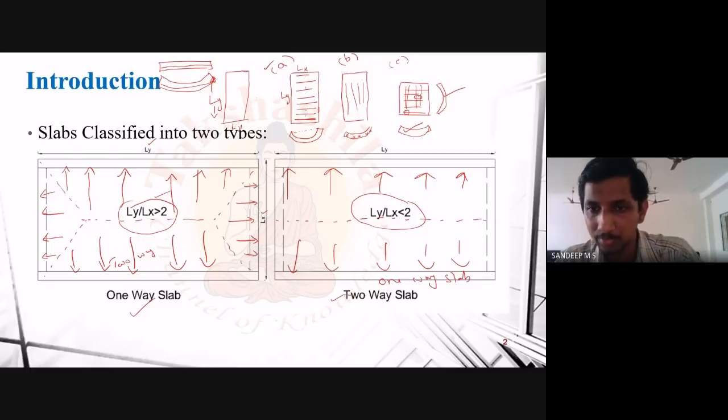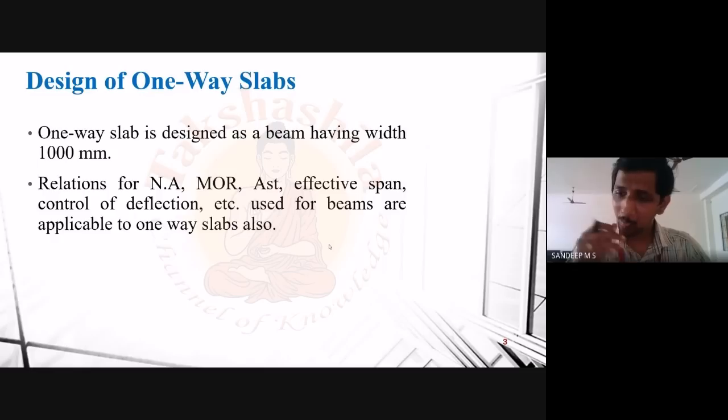So please don't get confused with the names given here. For one-way slab, the load pattern is like this, and the ratio Ly by Lx is greater than 2. And for two-way slab, the load distribution will be like this, and the Ly by Lx ratio will be less than 2.